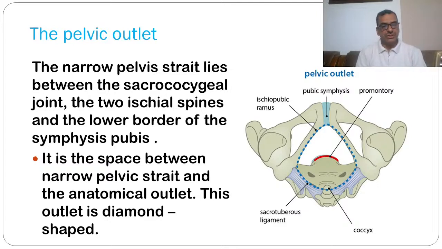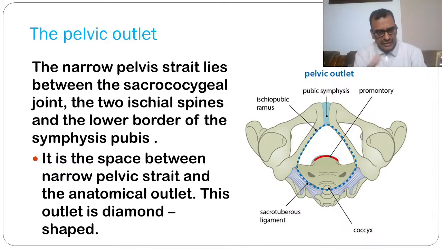The narrow pelvic strait lies at the sacrococcygeal joint. The sacrococcygeal joint is the actual landmark from where we can measure the pelvic outlet, the outlet through which the fetus will come out.